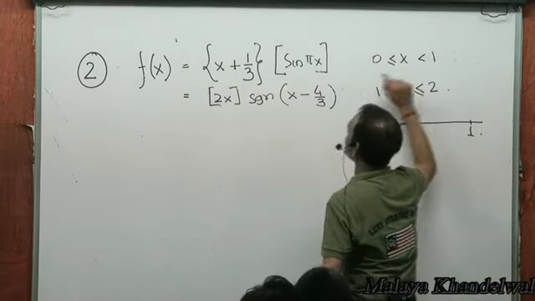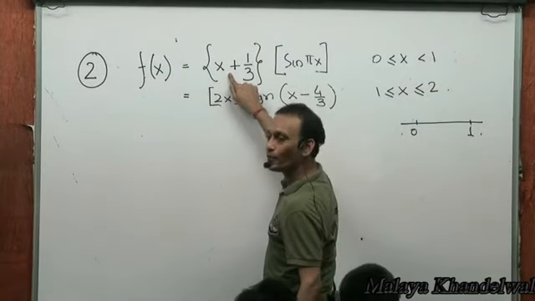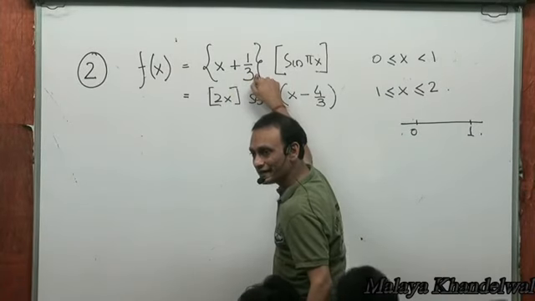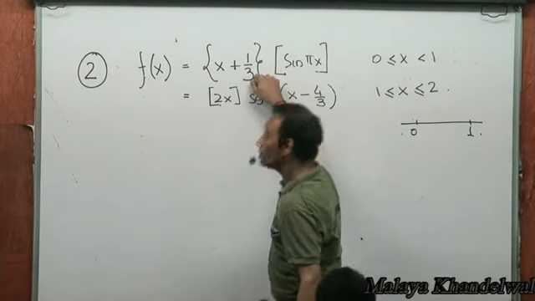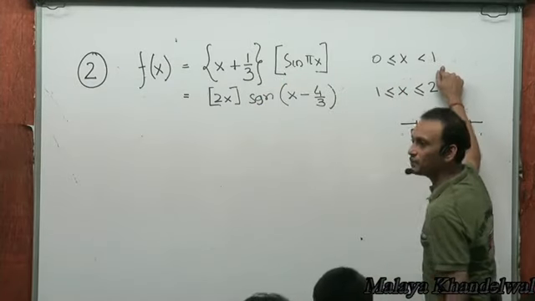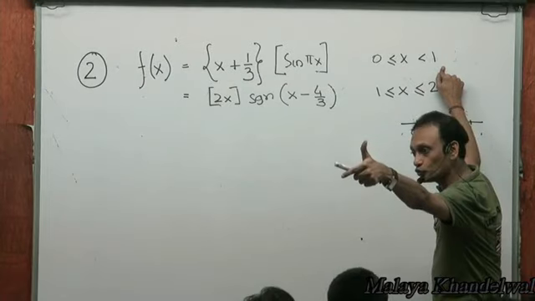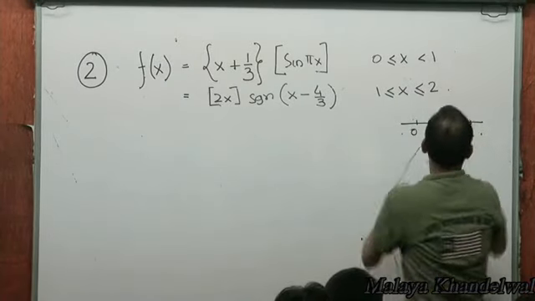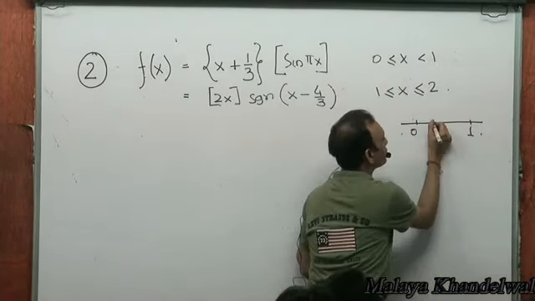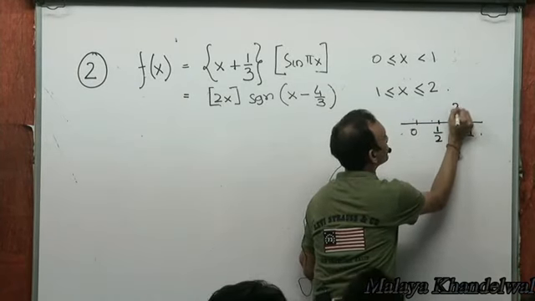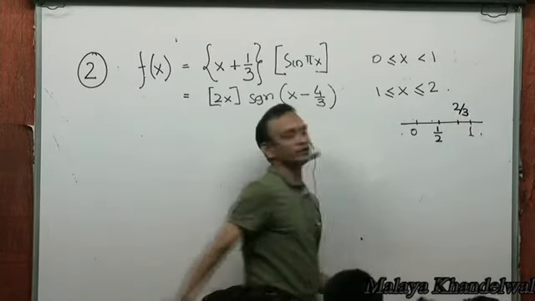Now, in the interval 0 to 1, x equal to 2/3 is a point where this changes behavior, because at x equal to 2/3, this will become an integer. Yes or no? Right? So the two nodes in the meat of this interval 0 to 1 would be half and 2/3.